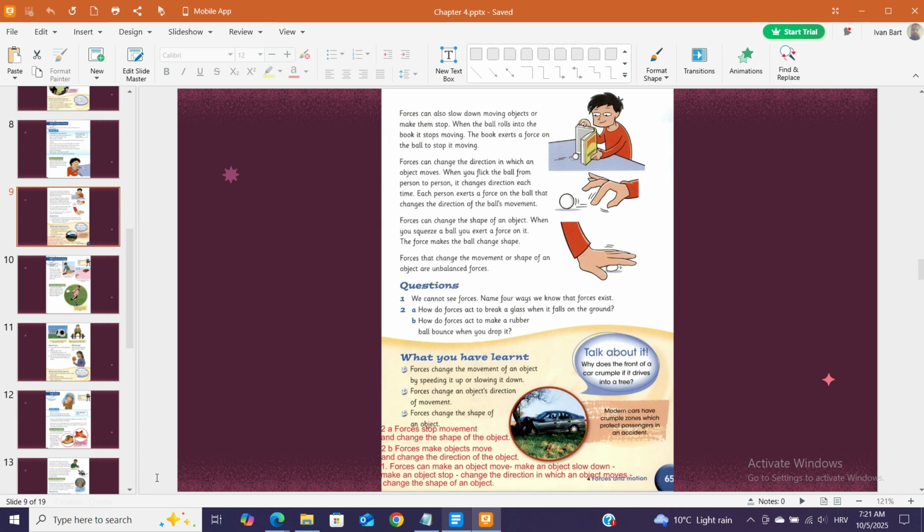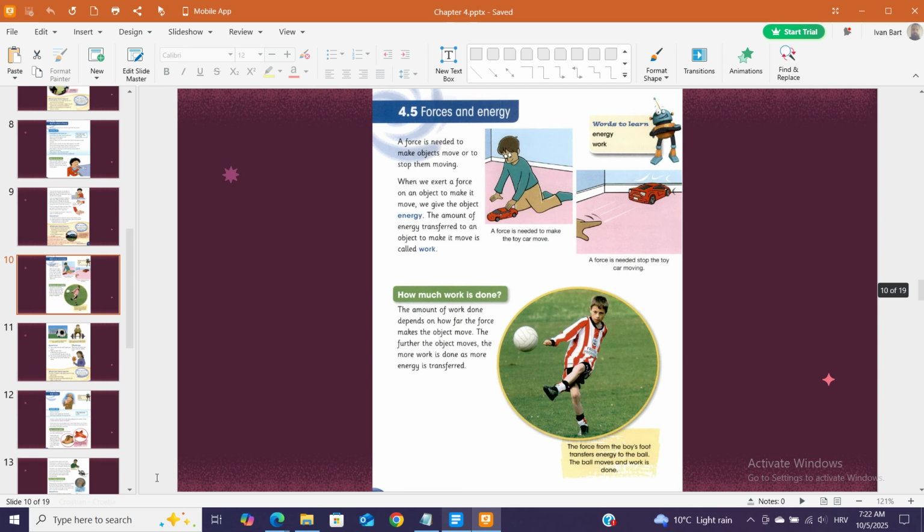Talk about it. Why does the front of a car crumple if it drives into a tree? Modern cars have crumple zones which protect passengers in an accident. 1. Forces can make an object move, make an object slow down, make an object stop, change the direction in which an object moves, and change the shape of an object.